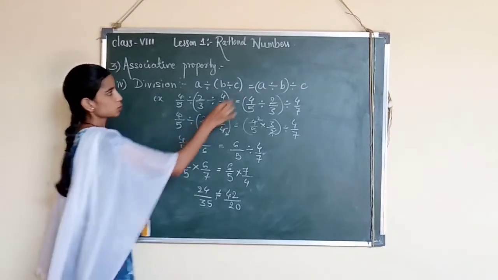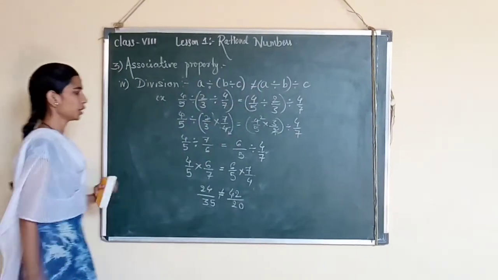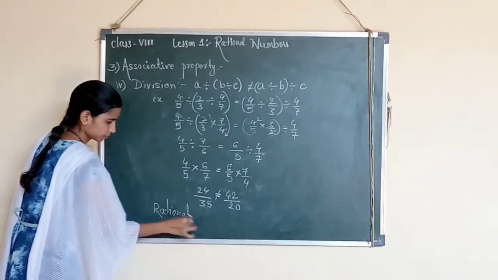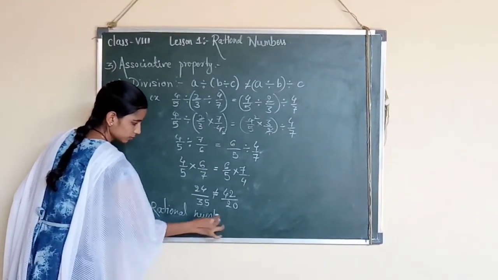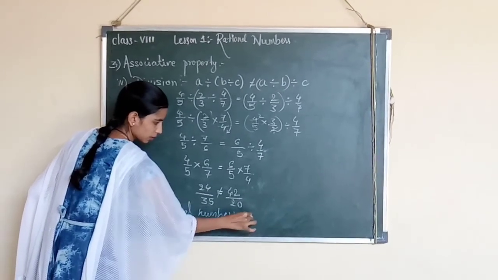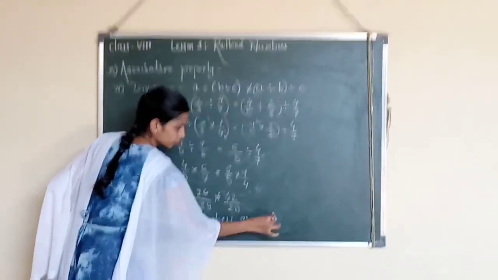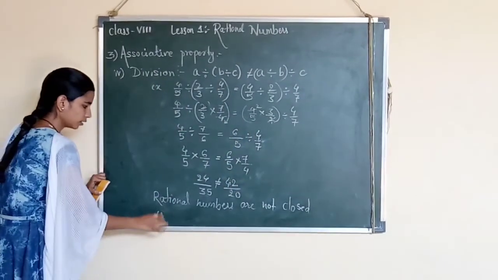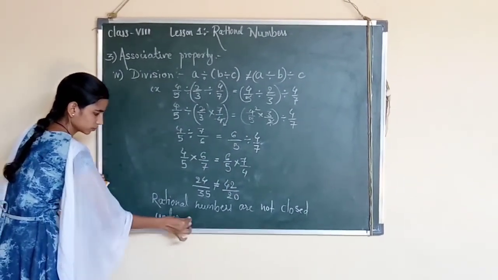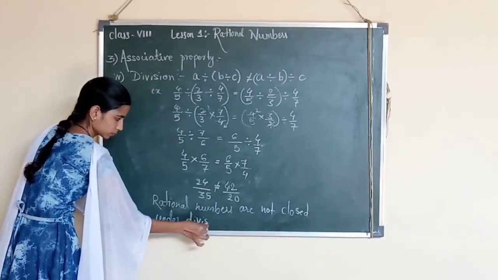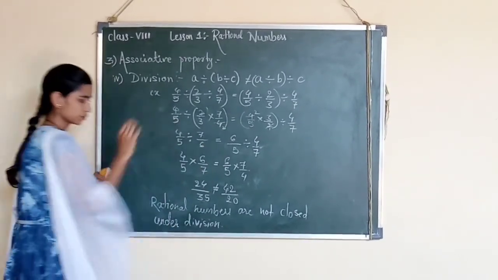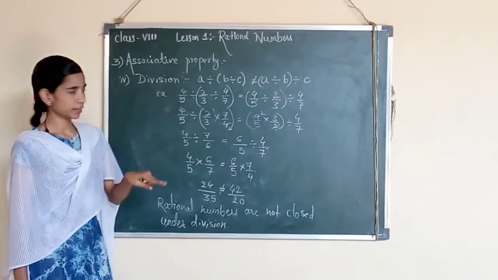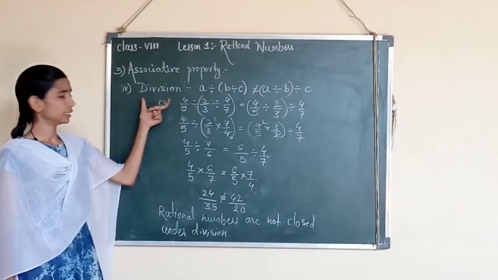Means this property does not hold. Means rational numbers are not associative under division. Means associative property holds for addition and multiplication, not for division and subtraction.